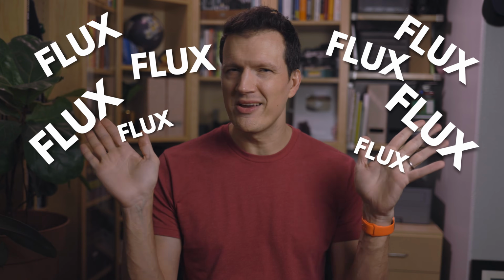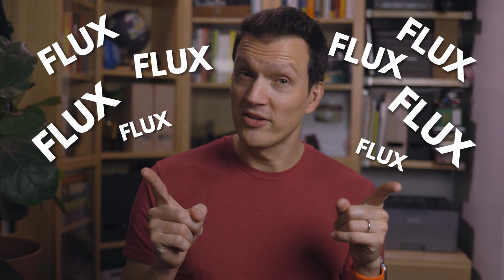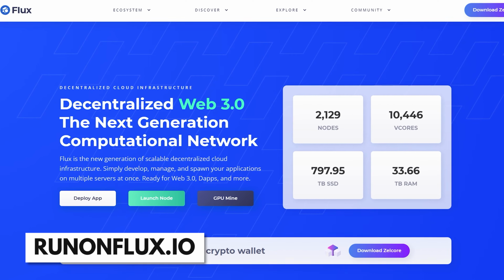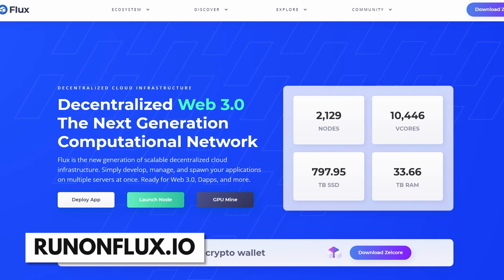Now, just to clear a couple of things up, for one, there are a bunch of software companies, applications, and games named Flux or something very similar to Flux. The Flux we're going to talk about can be found at runonflux.io, and its goal is to provide a decentralized Web 3.0 infrastructure. But we'll get into what all that is in a moment.